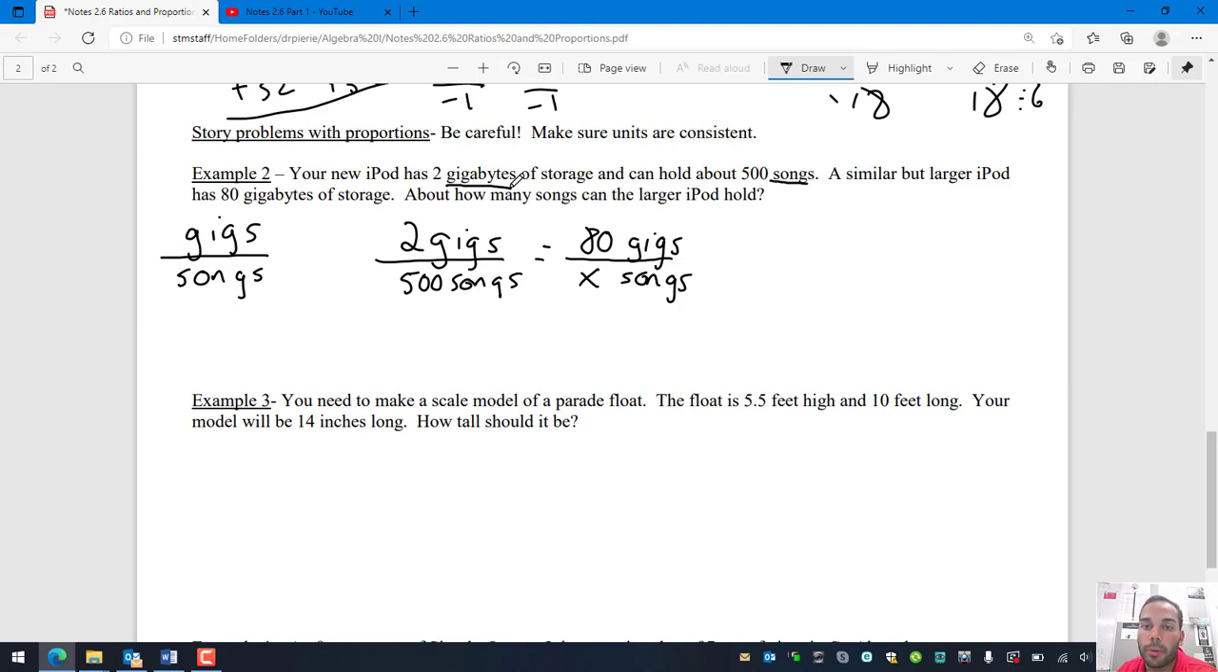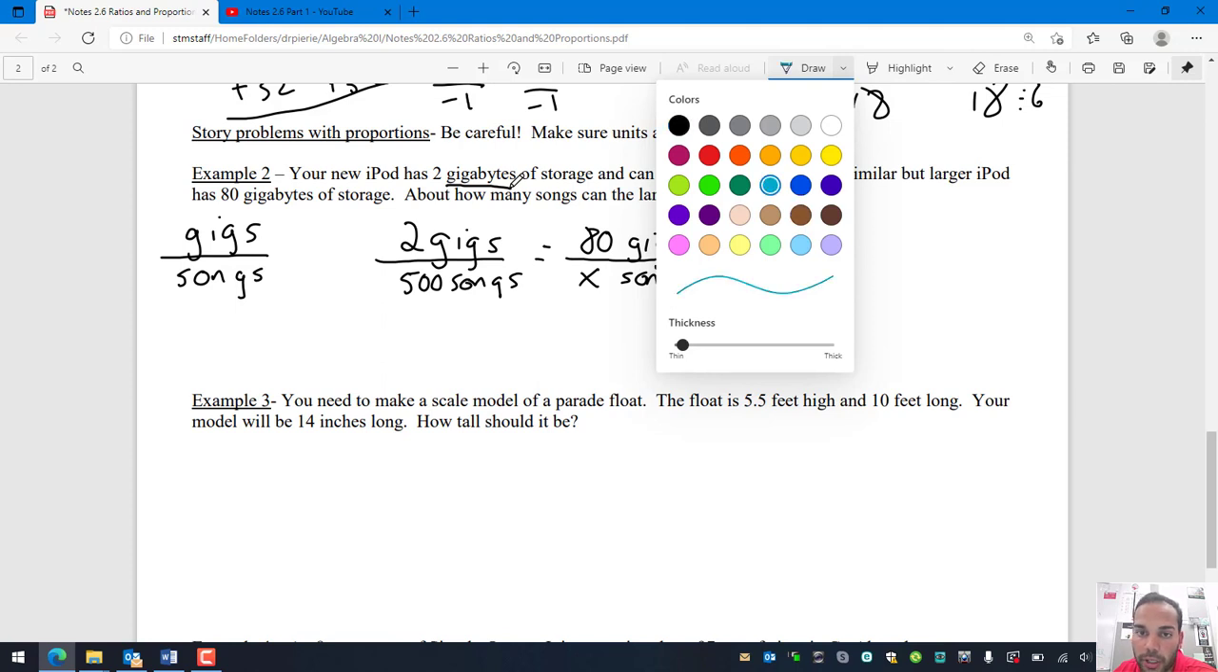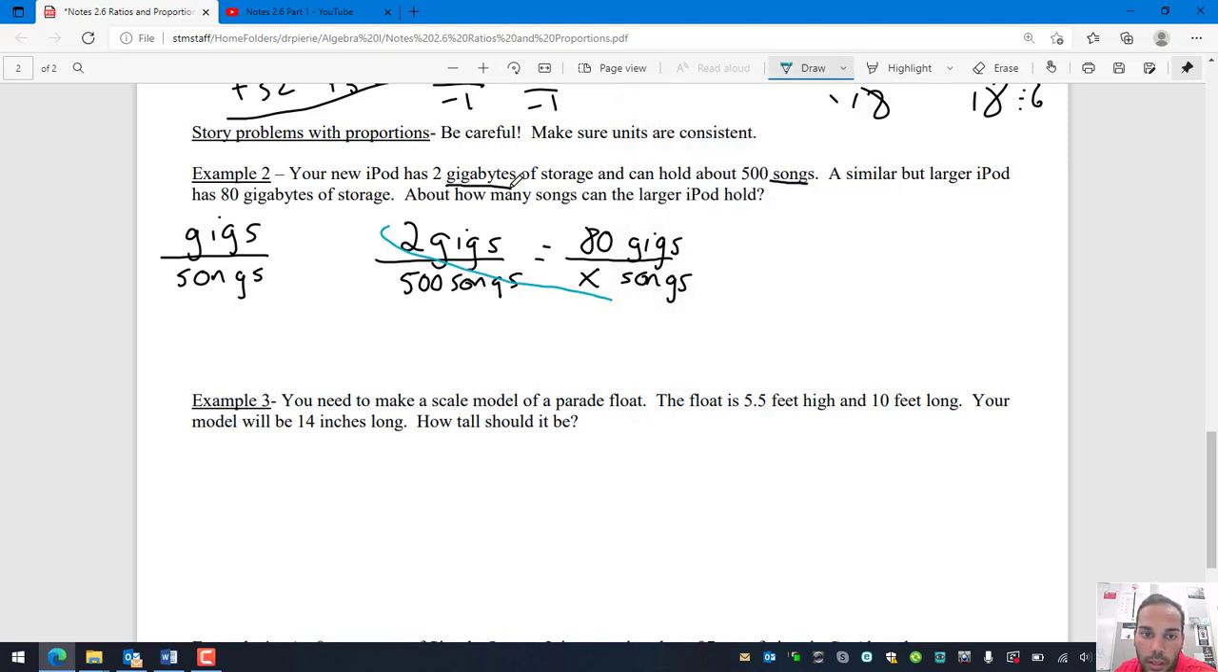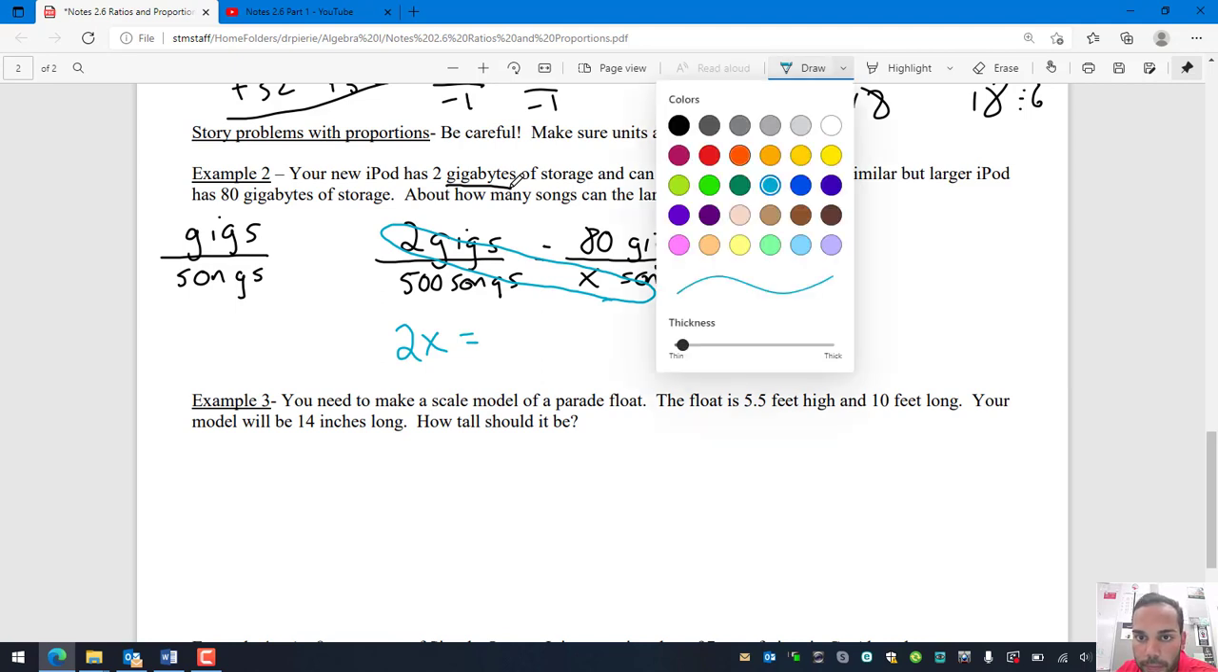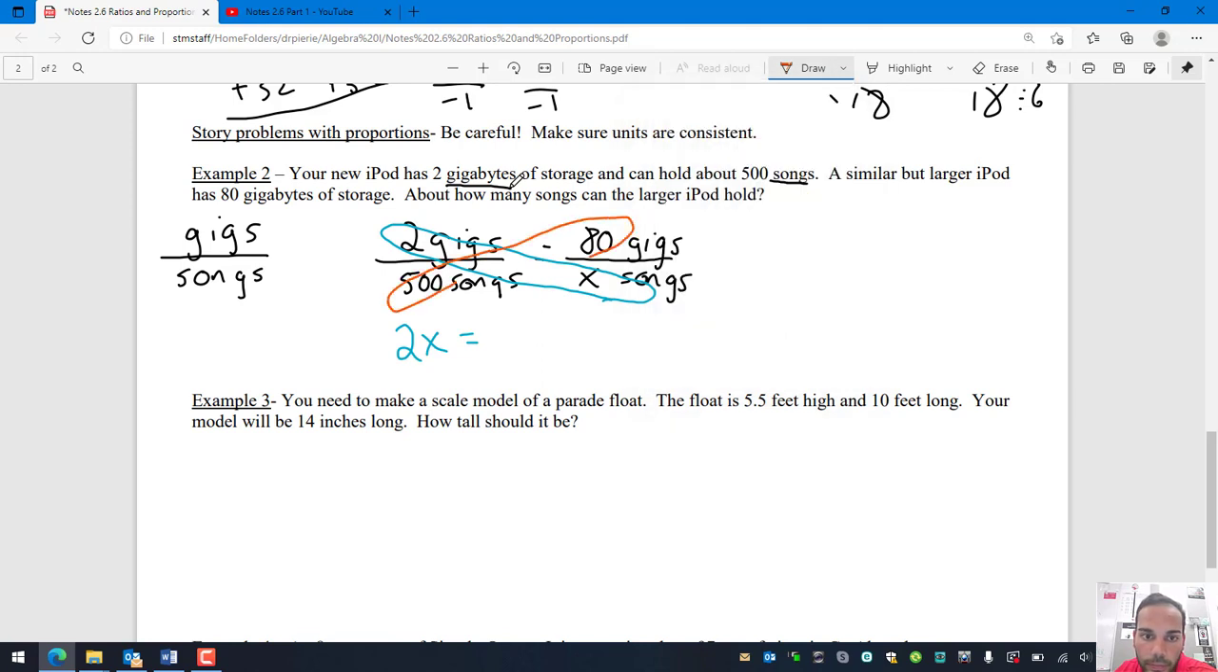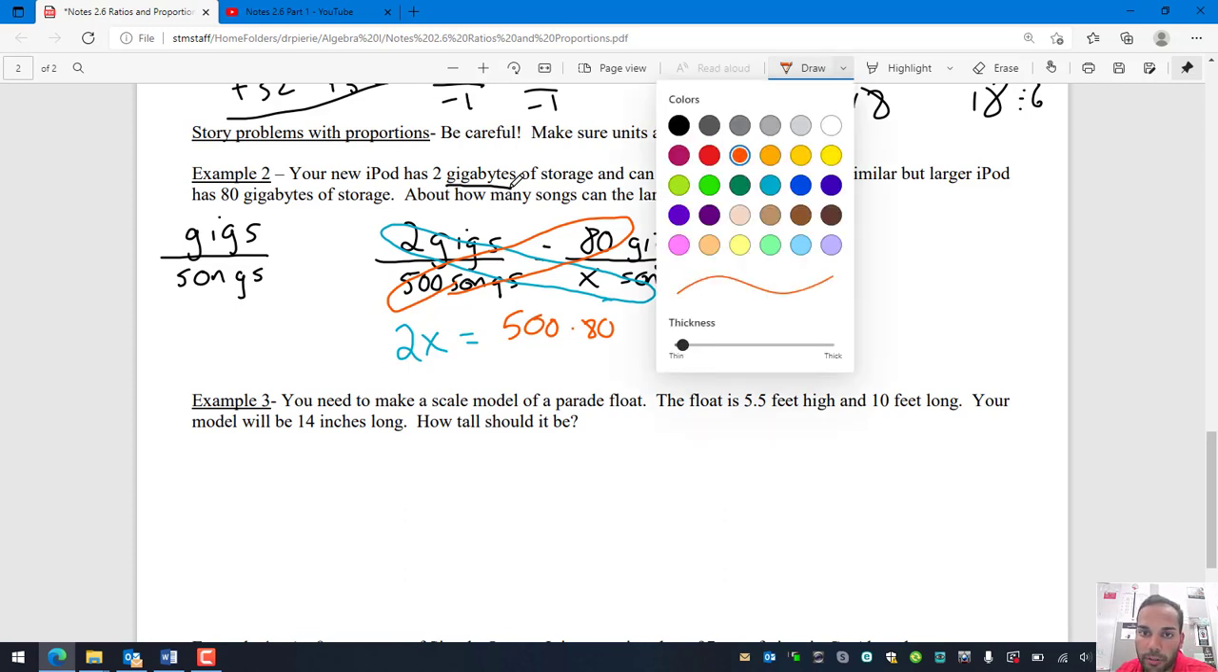Okay, once you have the setup, you're going to follow that exact same principle of cross-multiplying and solving. So what are we going to do? We're going to multiply our diagonals. My first diagonal is I see 2 gigs and X number of songs. When I multiply these two things, I'll have 2 times X. And I'm going to set it equal to my other diagonal, which is 500 times 80. And all we're trying to do here is, if we solve for X, we'll determine the number of songs it can hold.